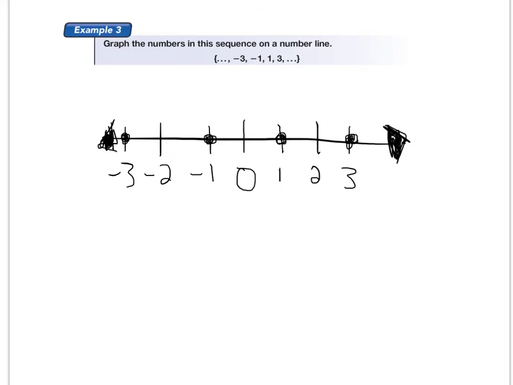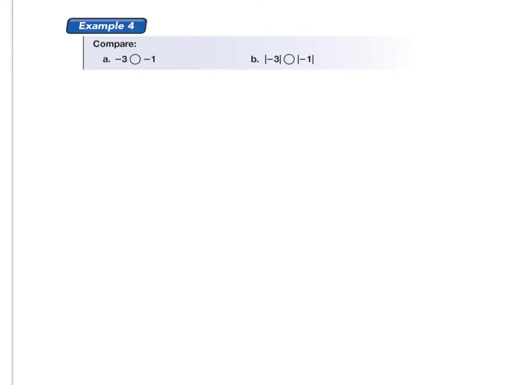Alright, let's go on to example 4. Example 4 says to compare. That means I want to know, is it less than, greater than, or equal to? Well, negative 3 and negative 1, if I'm comparing those, I know that since negative 3 is farther into the negatives, it is a smaller number than negative 1. So I've got to draw my less than symbol in there.